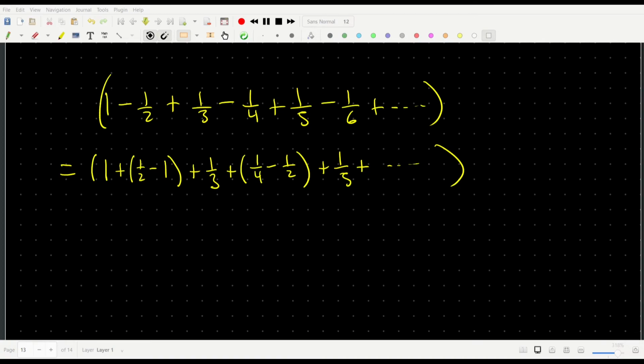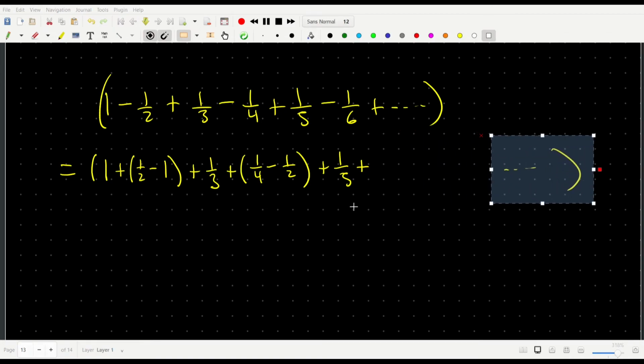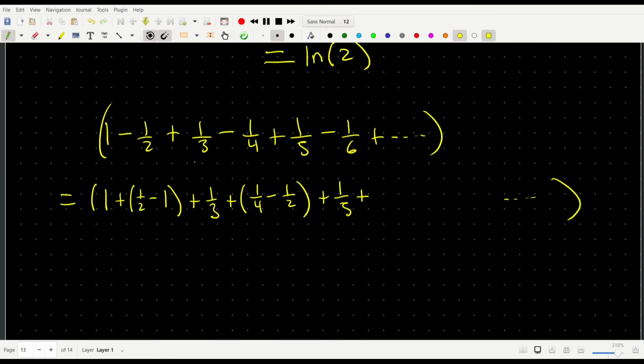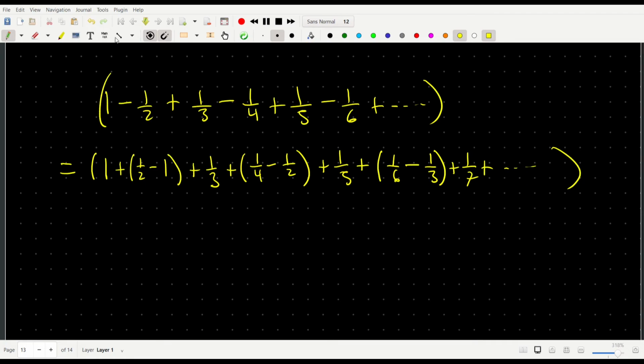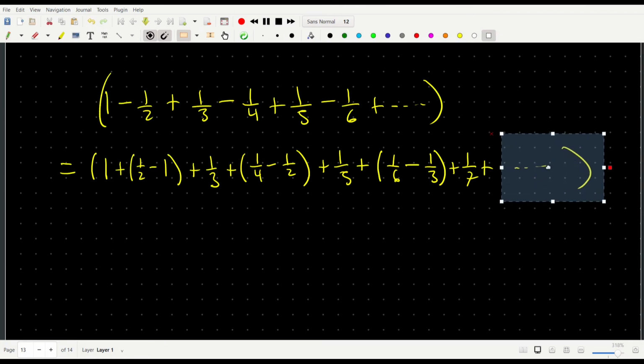And so what I'm doing here is just replacing each one of these negative terms in our standard harmonic series by a new term, which is the same as the original term, just a different integer expression of that term. So for negative 1/2, it'll be 1/2 minus 1. For negative 1/4, it'll be 1/4 minus 1/2. For negative 1/6, it'll be positive 1/6 minus 1/3, plus 1/7, plus, make a little bit more room here.